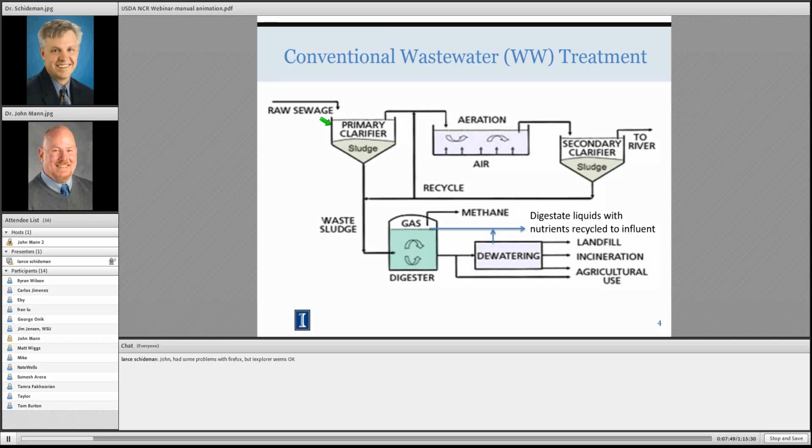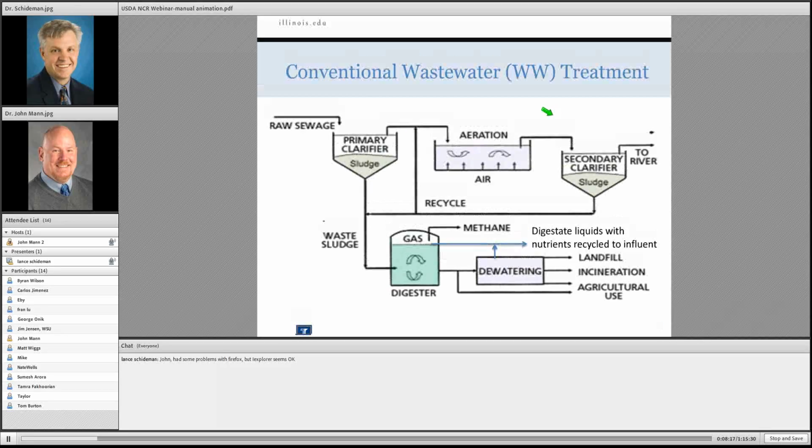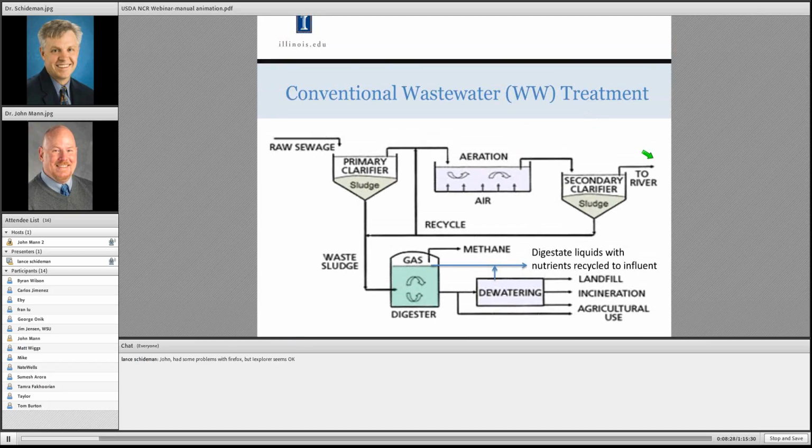The clarified water goes into a secondary process, which is aeration, and this is where we pump in a lot of oxygen and let bacteria eat up the wastewater components that made it out of the primary clarifier. And then that water, which has a lot of bacteria in it because that's what we grew in the aeration process, is clarified in a secondary clarifier. And then that material, after the bacteria settle out, goes into a discharge body like a river.